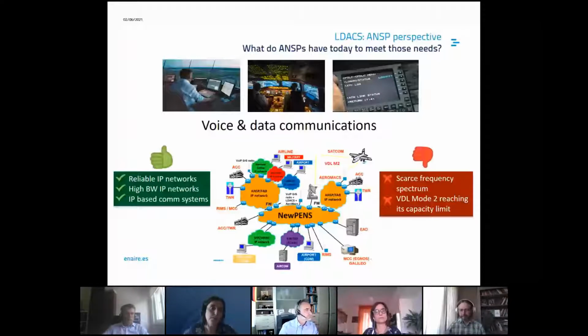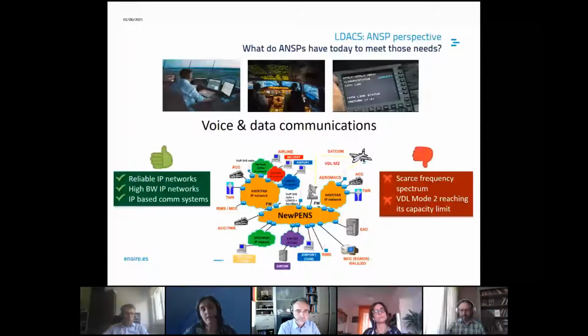The ANSPs demand more and more reliability, and it can be achieved through different ways, like dual core networks. And also we have to keep in mind that the new services, the new concepts that are being deployed in the future require more bandwidth, and it's something that we can guarantee with these IP networks. As you can see in the picture, we count on the new PENS, IP networks, and we are connecting all the systems and all the services in the proper way. So we are ready for the future in terms of ground communications.